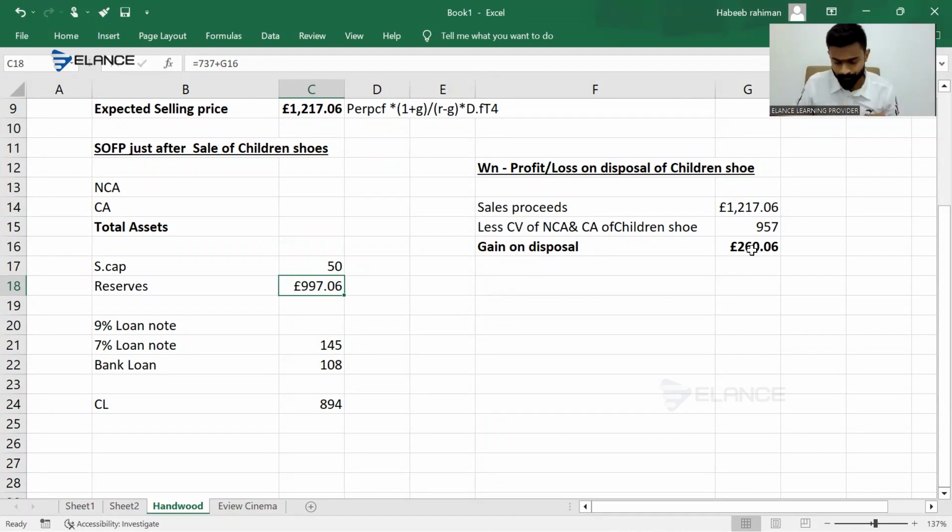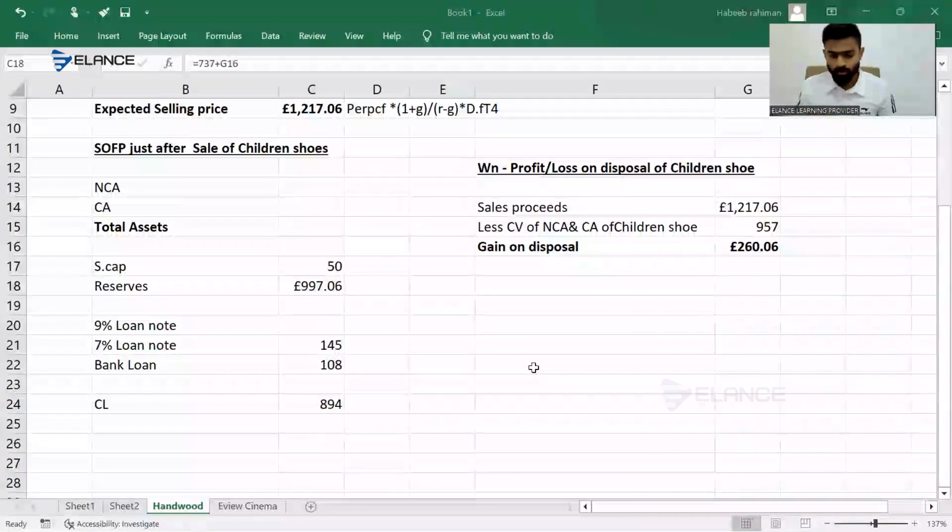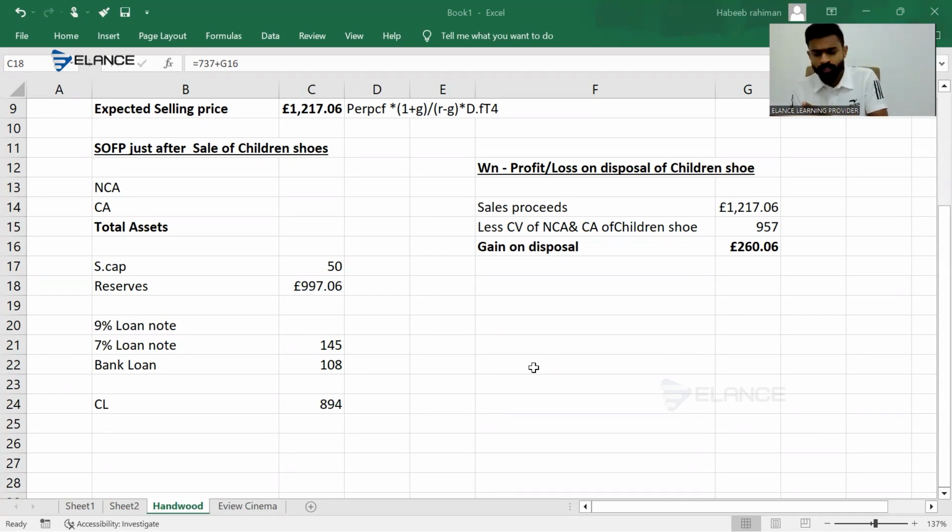Can you try the same working note for the other question? Can you try yourselves? Yes, try yourself. That's what I want. I'll show you the methodology, and once you do it yourselves, you will feel more confident. I'll wait.